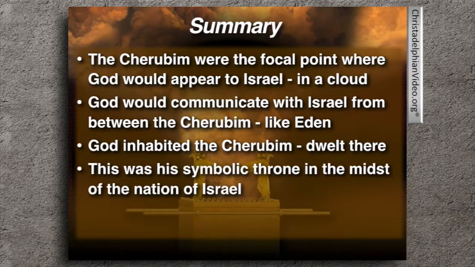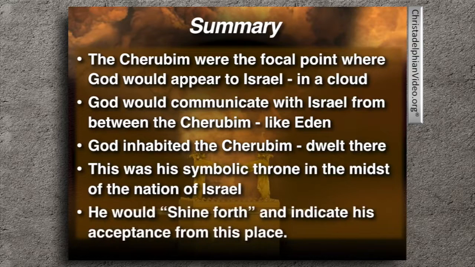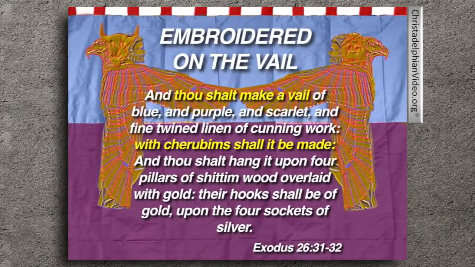This was his symbolic throne in the midst of the nation of Israel, a place from which he would shine forth and indicate his acceptance. And so, brothers and sisters, we have then this great picture that's given to us of God's interaction with us. Now, we only have time to look at one other detail of the cherubim under the law, and there are others. Exodus chapter 26 and at verse 31, we read that they're on the veil.